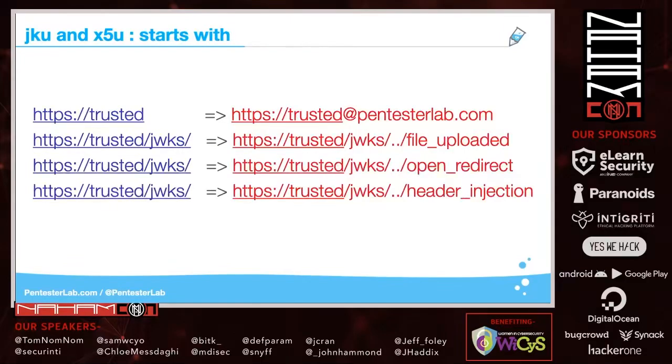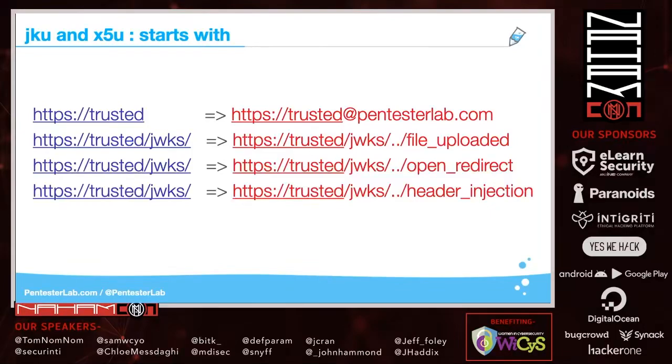Other solution is to use starts with. And the point is that you can use starts with and say like it starts with trusted, but you can go to http://trusted@pentesterlab.com or trusted.pentesterlab.com, or you can say trusted/jwks, but you can .. your way to another file, or you can .. your way to an open redirect, or you can .. your way to a header injection. So starts with is not a really good way to validate URLs.